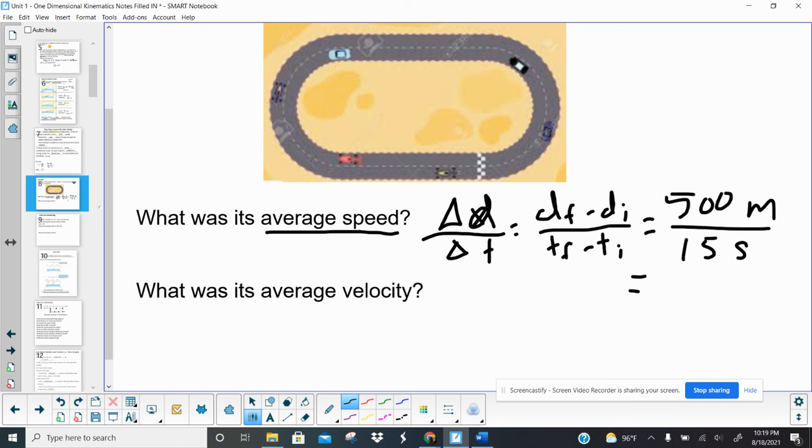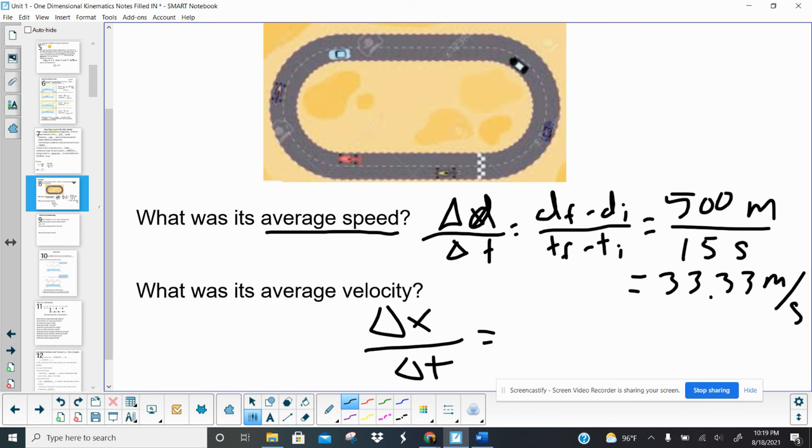500 divided by 15. This gives us 33.33 meters per second. That's really fast for a car against possibly a rocket at this point. But that is the average speed. Again, it could have been changing throughout, but we can call that the average since we know the total distance over the total time. And for average velocity, now for velocity, we need specifically displacement.